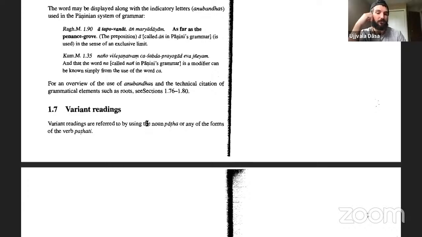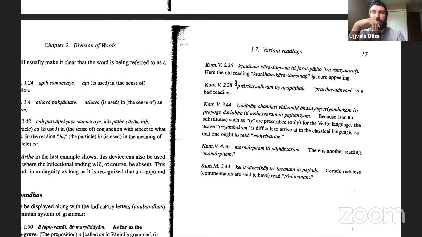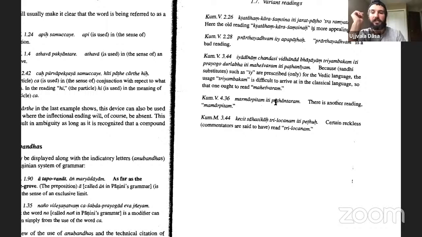Variant readings. So that's an easy one. You know that we always see like pata, patati, pate. So prartayadvam iti apapataha. Prartayadvam, it's a bad reading. Apapataha. Kshataham kara shamsina iti jarat pato tra ramyataraha. So the old reading, jarat pataha atra ramyataraha, is more pleasing, more appealing. And we see iti is used to quote the particular thing that they're talking about. Mamarpitam iti patantaram. Another reading, patantaram, is marmarpitam. Mamarpitam, that's a spelling mistake.